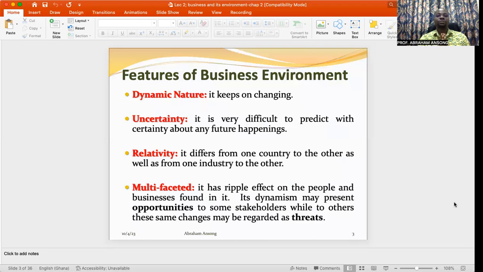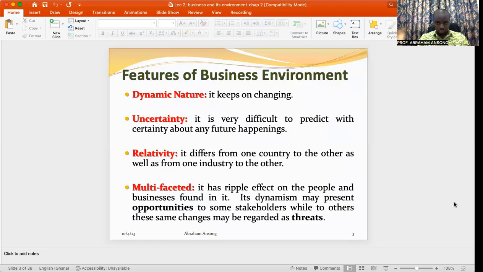They also vary across industries. And the next point will help us to understand it very well. So it could be the same inflation, but how it will impact one industry might not be the same as the other industry. So that brings us to the other characteristics of the business environment. It is multifaceted. What it means is that the same variable might provide opportunity for some industry or some stakeholders. And the same variable happening in an economy can pose a threat to other stakeholders in the same industry.